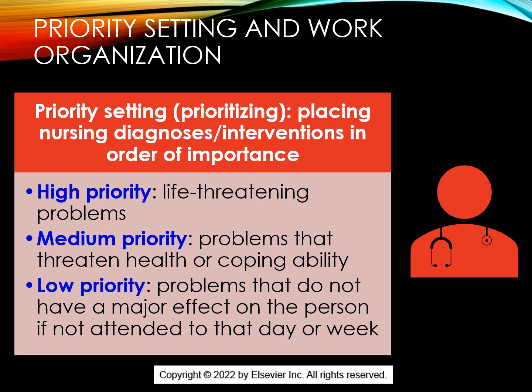So, high priority, that could be life-threatening. Well, not could be, is. It's a little more of a life-threatening problem. Medium priority is things that could threaten your health or coping ability. And low priority, the things that do not have a major effect. If it can wait till tomorrow to be done, then that's fine. It's not going to be a big deal. But high priority has to be done right now. High priority would be someone's oxygen saturation is 85.